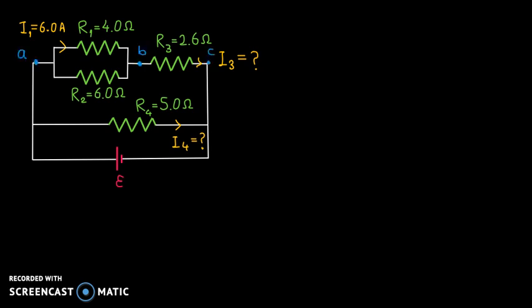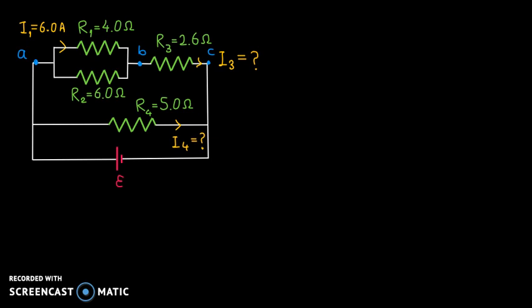First, let's calculate the potential difference across the terminals of resistor R1. So I labeled some potential points on the circuit. The left-hand side of R1 is point A, the right-hand side is point B, that's between R1 and R3. And the right-hand side of R3 is point C.